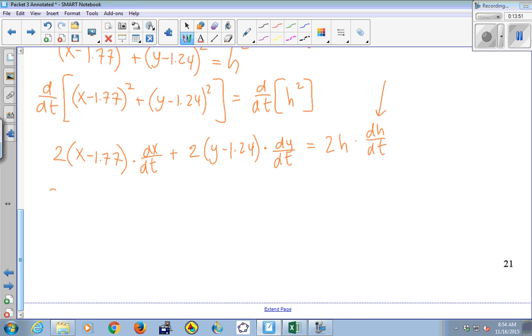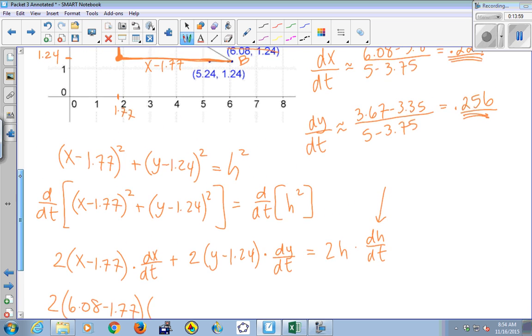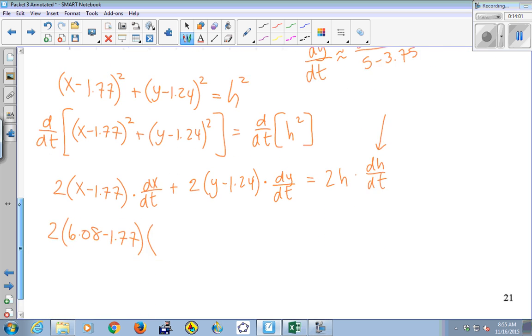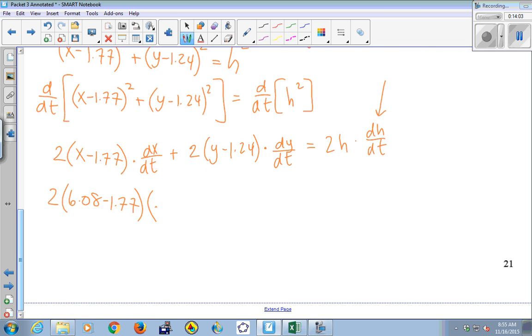Okay, so this is 2 times 6.08 minus 1.77. dx/dt I have an approximation for, 0.224. Yeah, sure, you could do that. Divide 2 out of everything if you want. I already started writing it, so I'm just going to keep going.